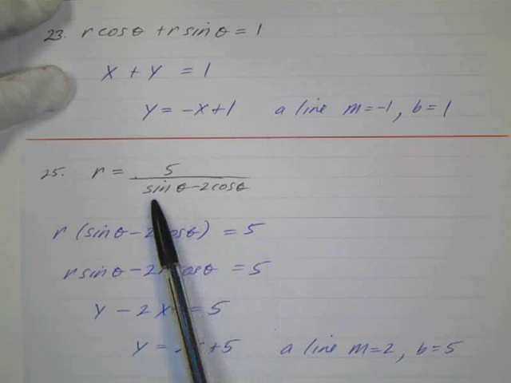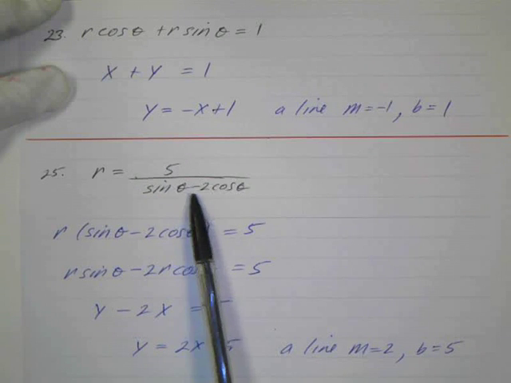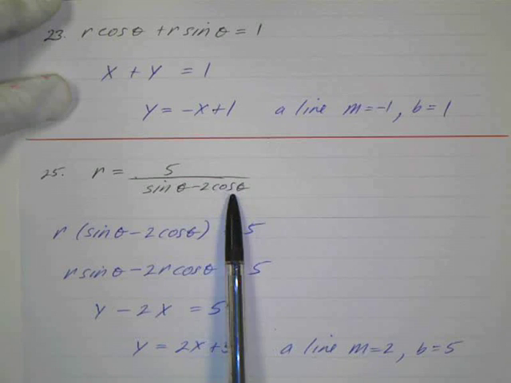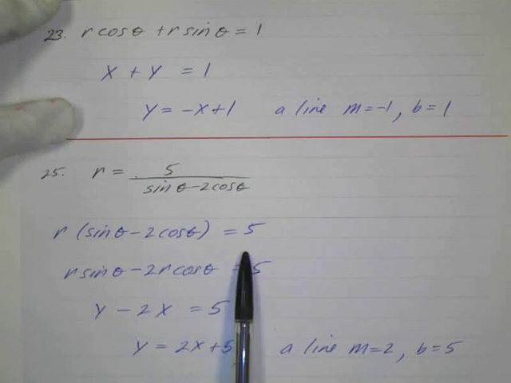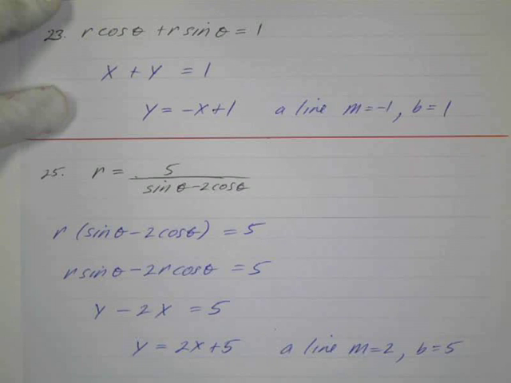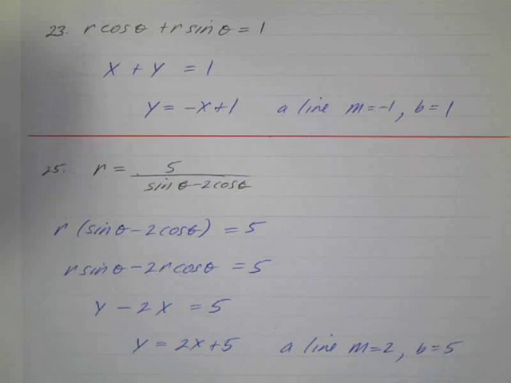And number 25, r equals 5 over the sine of theta minus 2 cosine of theta. So I could just multiply both sides by the denominator, and then distribute out, so I get r sine of theta minus 2r cosine of theta equals 5. And this is just going to be y, and this is going to be x, so I just get y minus 2x equals 5. Solve for y, and y equals 2x plus 5. That's a line whose slope is 2 and whose intercept is 5, or goes through the point (0, 5).